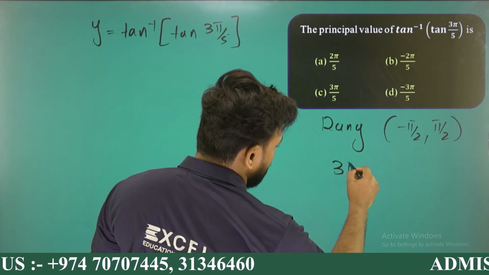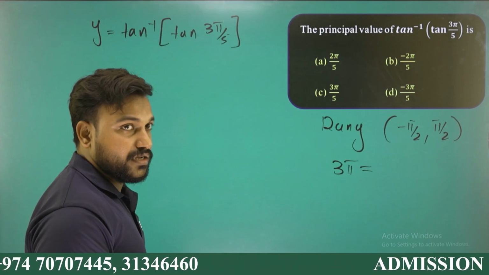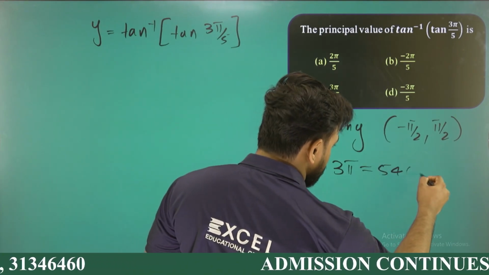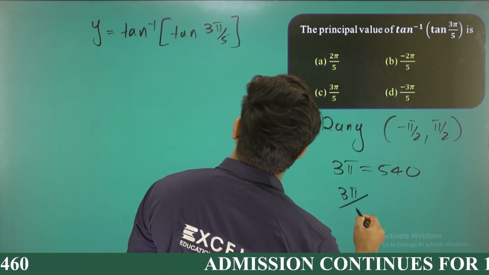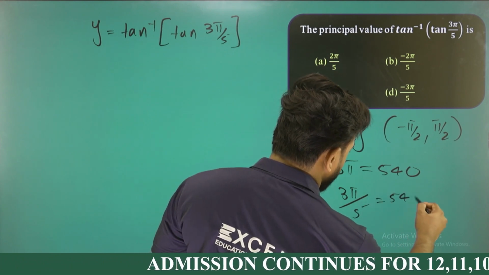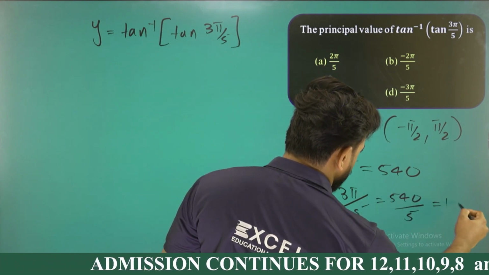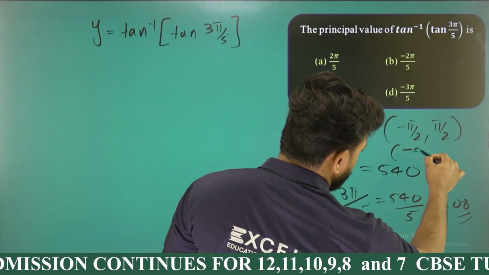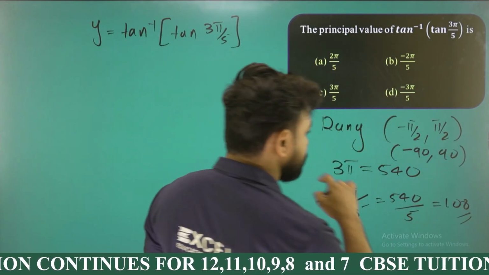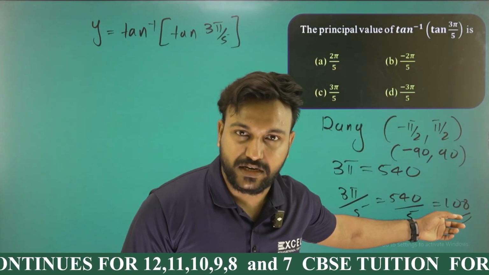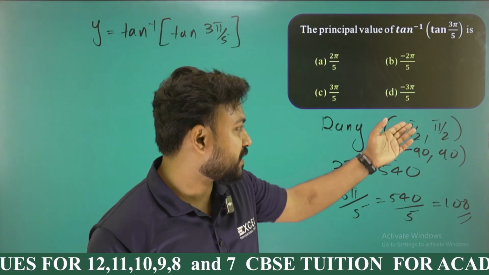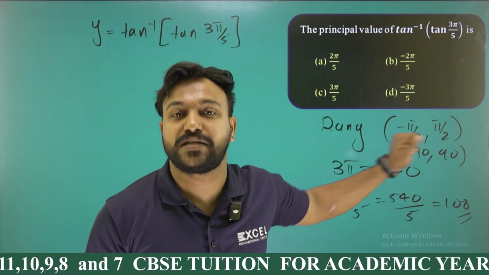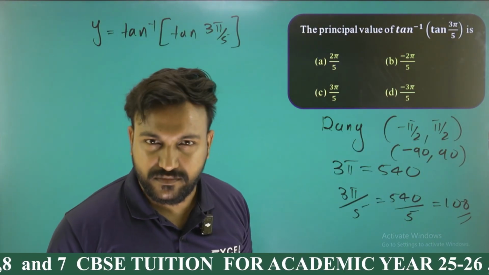3 pi, I calculate like it's 180 into 3, it's 540, isn't it? And 3 pi by 5 is what? 540 by 5, it's 108. And this interval is the open interval minus 90 to 90. Definitely 108 is not between this. Minus pi by 2 to pi by 2 means in degree measure it's minus 90 to plus 90. It's not in it.